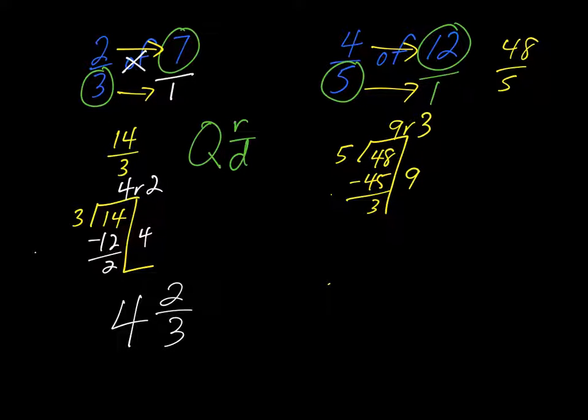If you forget what to do once you get to here, remember QRD: quotient, remainder, denominator. My quotient 9 is the whole number. My remainder is the numerator, and my denominator stays the same as up above and is a 5. So that is 9 3/5. Now I have a few word problems to take a look at.